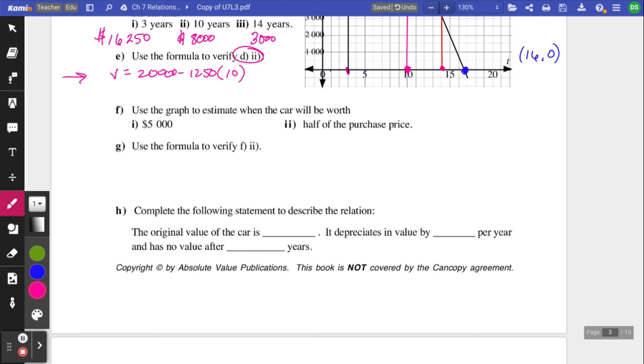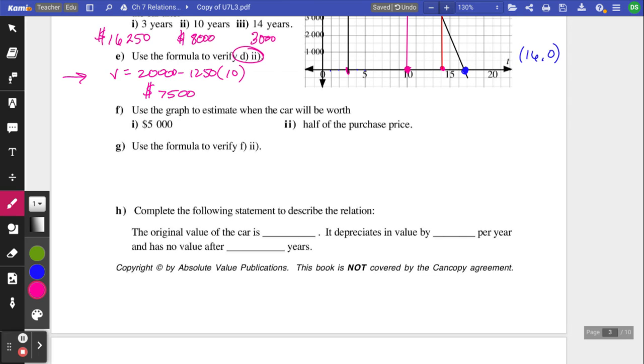Negative 12,000. 7,500, I think. So we were slightly off with our $8,000 estimate, but it's an estimate. Weren't too far off. Should have drawn the line more accurately. Okay. Is there like a grace with that? I will never ask you to estimate. I will ask you to calculate. So you better be using your formula, okay, on a test.